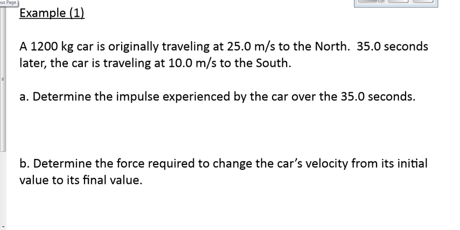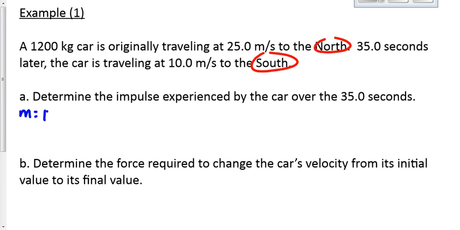Okay, let's have a look at one example, example number one. It's in the package that I handed out to you on the first day. It says a 1,200 kilogram car was originally traveling at 25 to the north. 35 seconds later, the car is traveling at 10 to the south. Right away, I see this north and south thing. Draw attention to that. It reminds me that something's going to be positive, something's going to be negative. Unless we're talking about kinetic energy, then it doesn't matter, right? But if we're talking about momentum or impulse, it does. Determine the impulse experienced by the car over the 35 seconds.